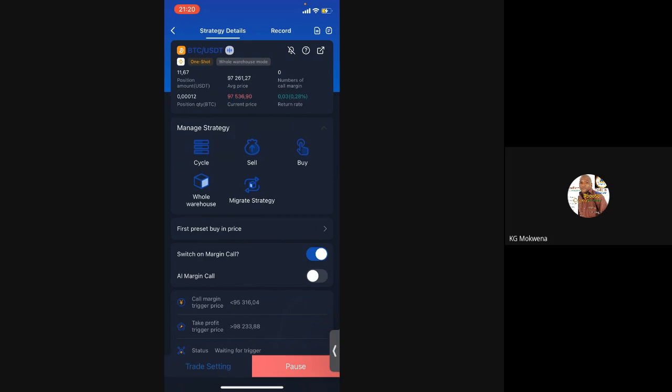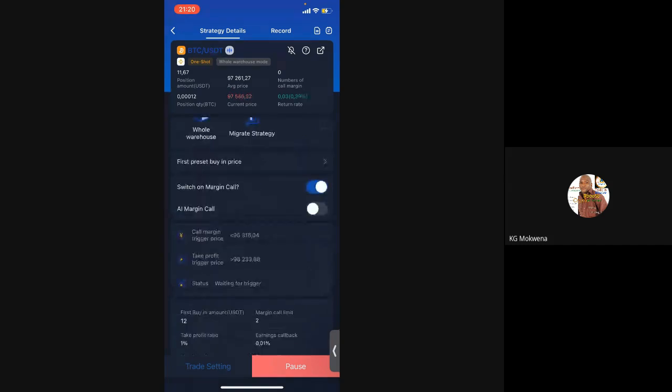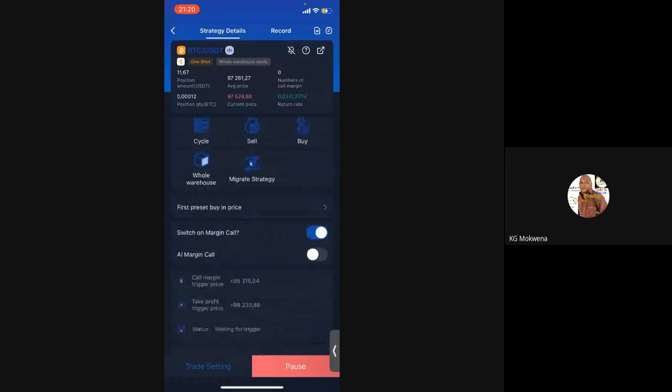So just like at the moment, can you scroll a little bit up and let's read. You see where it says status waiting for trigger. Yes. Can you see where it's changed? Status waiting for trigger. That is to tell you that the robot is ready to take action, Mahlatse. The robot is ready to either collect profit or to buy again. And it's not going to do anything until the market moves.